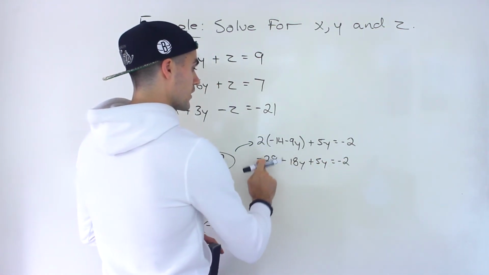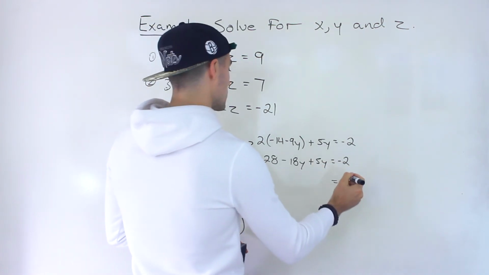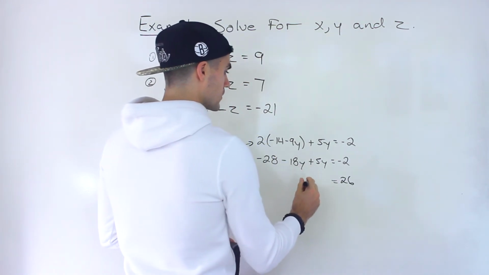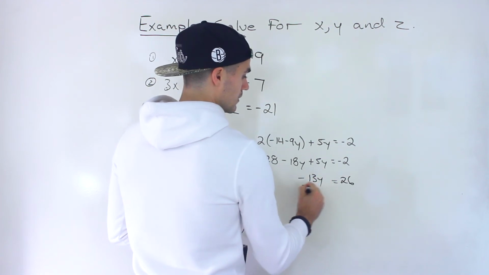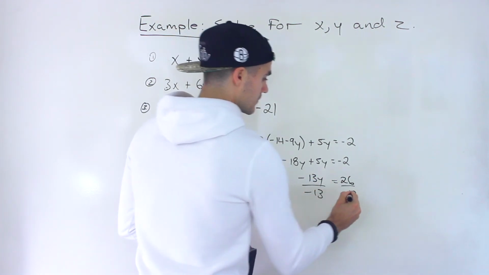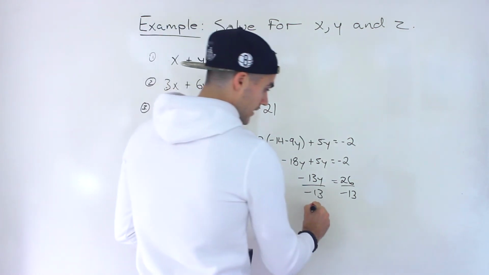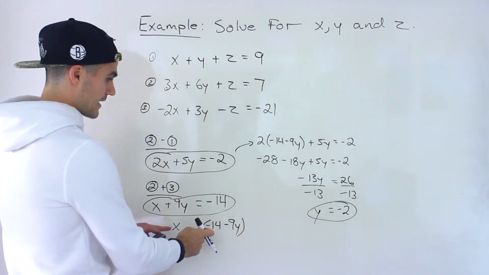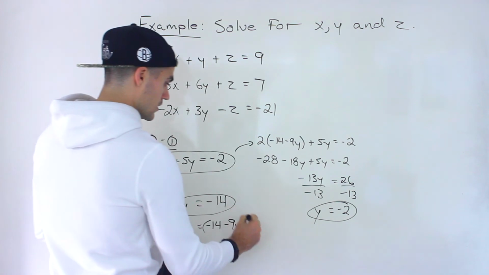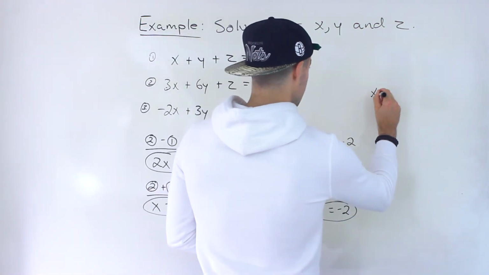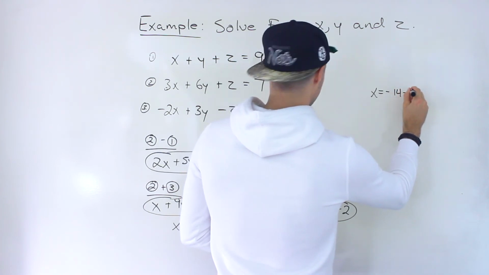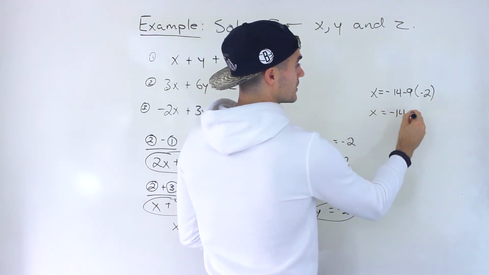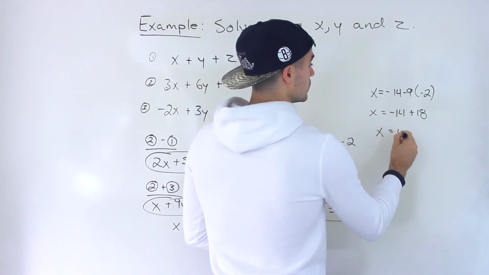From here, bring the -28 over. -2 plus 28 would give us 26. And then -18y plus 5y would give us -13y. Then we can divide both sides by -13 to get the y by itself, and y would be -2. And then it's easy to get the x value. Plugging in this y value, let's do it over here actually, x equals -14 minus 9 times -2, and this would be negative 14 plus 18. So the x value would be 4.